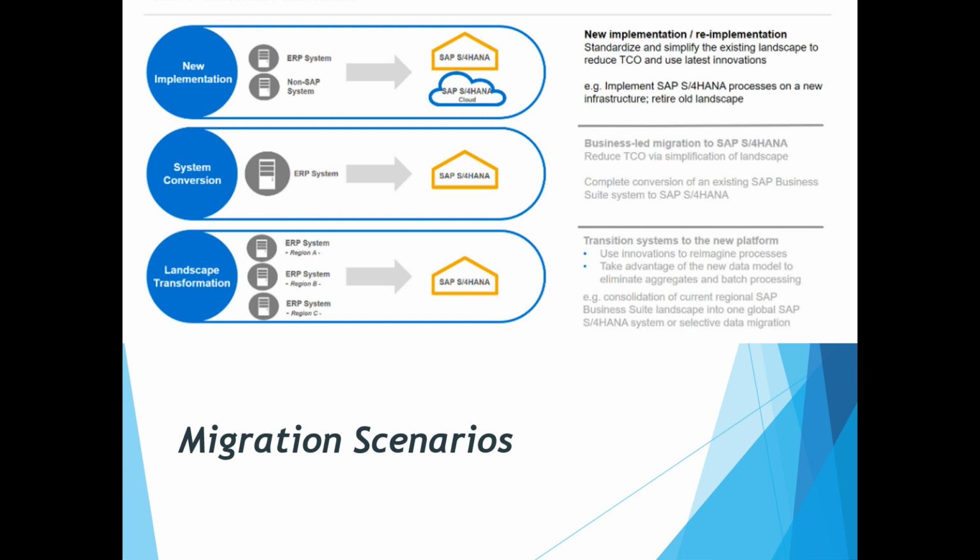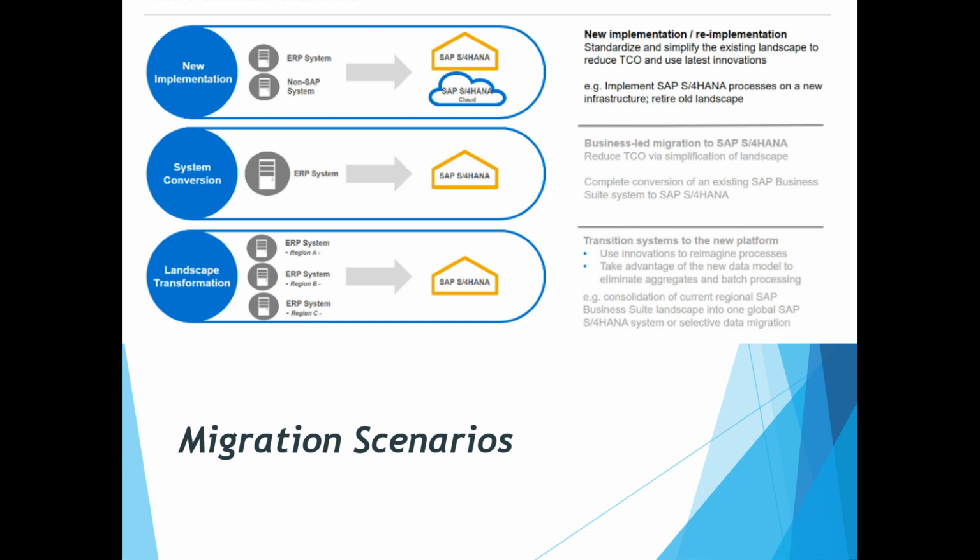So in the new implementation, you might be implementing the ERP system completely. It could be a cloud-based S4HANA system, or it could be an on-premise S4HANA ERP system. So your sources might be ERP systems or non-SAP systems. In the case of the system conversion, which is the second method, you must already have the ERP systems present and you want to convert those ERP systems into a new age S4HANA ERP system.